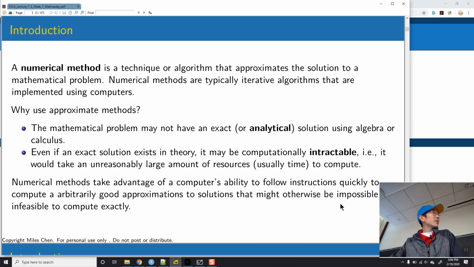Sometimes you can figure out the exact solution. It might exist theoretically, but maybe computationally that exact solution is too difficult to figure out, okay? And so numerical methods take advantage of the computer's ability to do these things quickly, okay? And then also, we know that computers can't even represent real numbers, right? When you type 0.1 into a computer, you're only getting an approximation of 0.1 anyway. So we say, well, approximate answers are often good enough, okay?